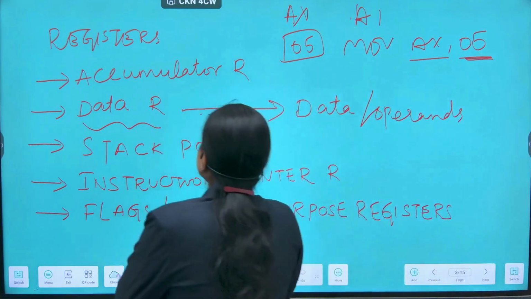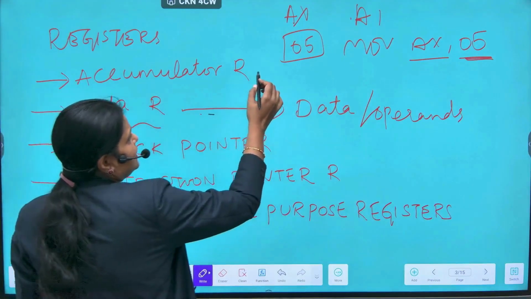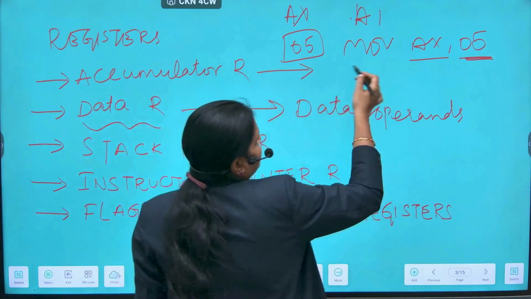Next, accumulator is nothing but it is used to hold the result.